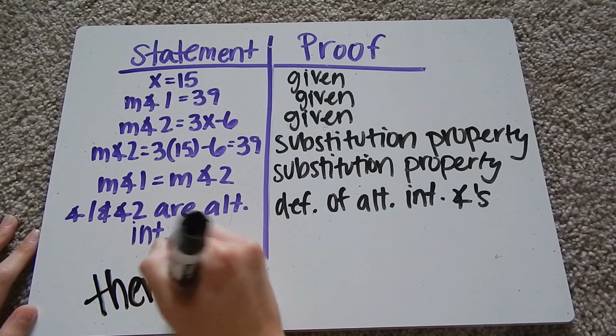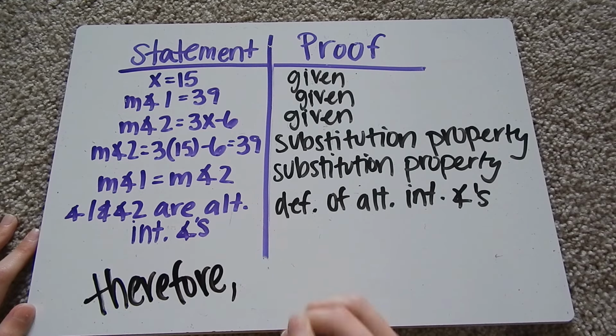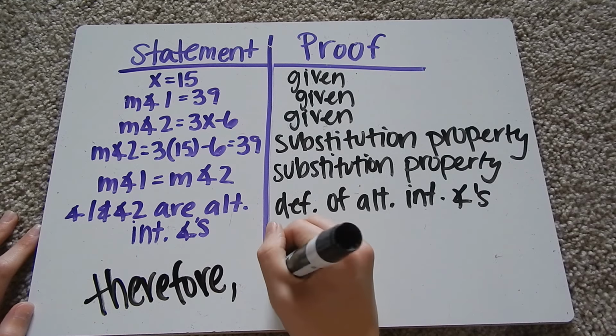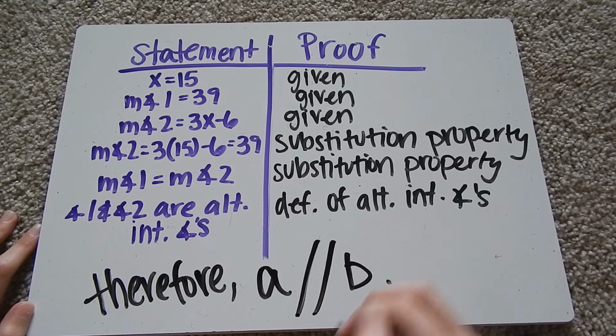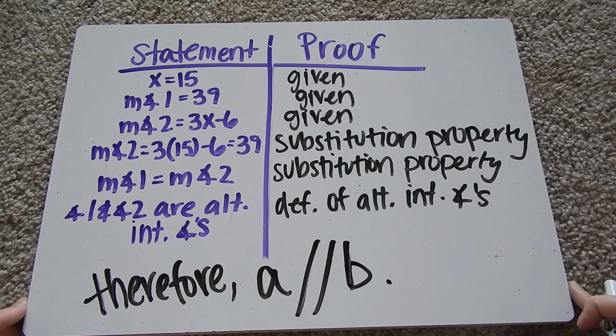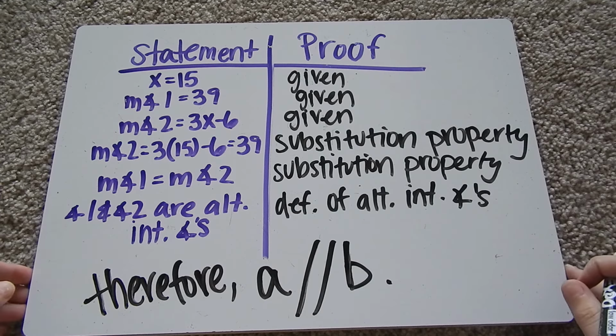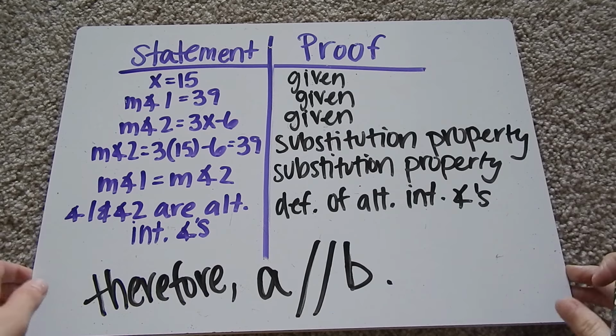Therefore, this is what we were trying to prove. A is parallel to B. And that would be the formal proof for the second example there.